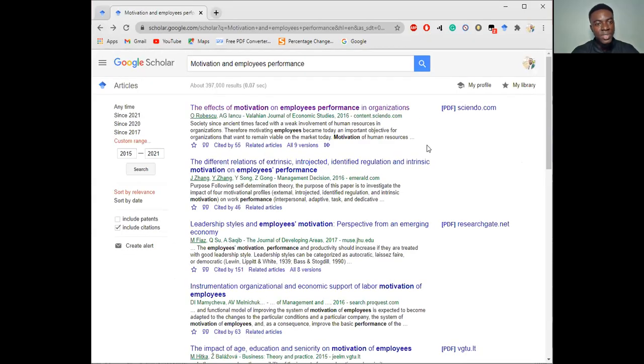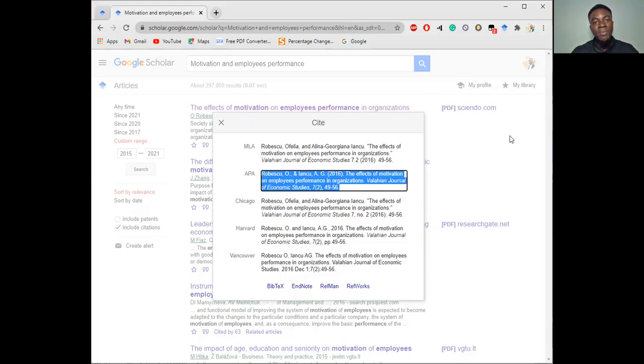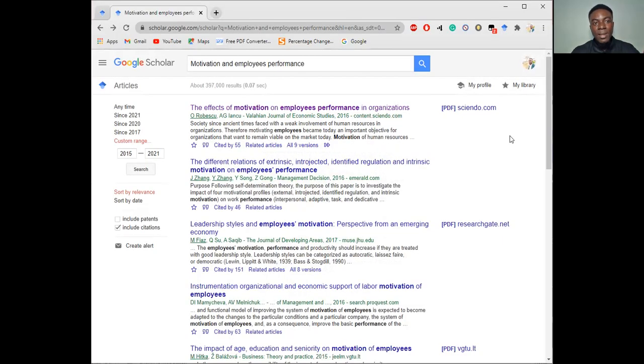So let me show you how you can reference smartly using Google Scholar. You have to come down to this parenthesis symbol and click on it. It'll show you a range of referencing formats. Okay, we have the MLA, we have the APA, Chicago, Harvard, and Vancouver. Anyone that applies to your research area, you can copy and paste. But since I come from marketing, we place a premium on APA. We do more of APA referencing. So I can click on APA, copy it, go to my Microsoft Word, paste it, and then I continue. That's all about Google referencing.